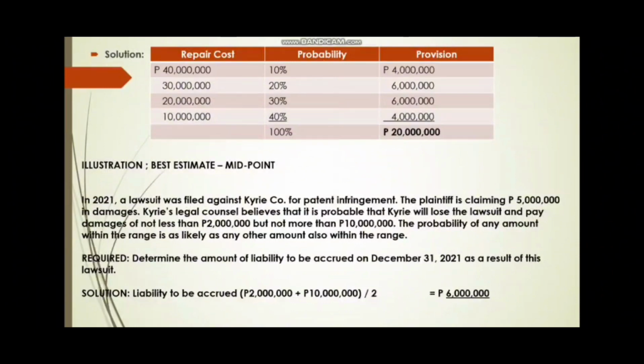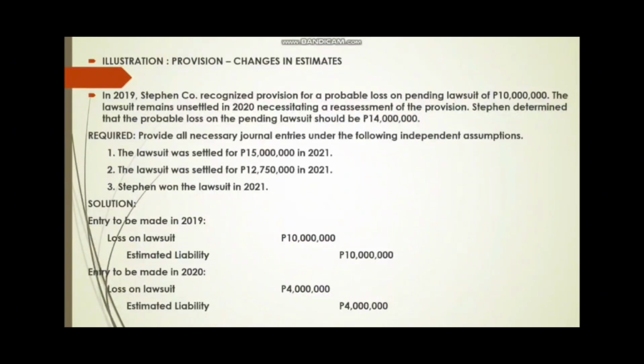this lawsuit. What you will do is, for the liability to be accrued, you take the 2 million minimum estimate that you will pay, and add the maximum estimate that you will pay, which is 10 million. So 2 million plus 10 million equals 12 million, divided by 2. So you will come up with an answer of 6 million. Illustration, provision changes in estimates.